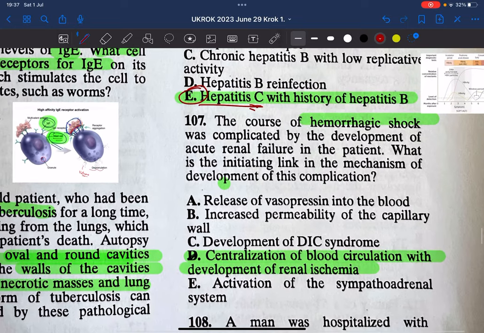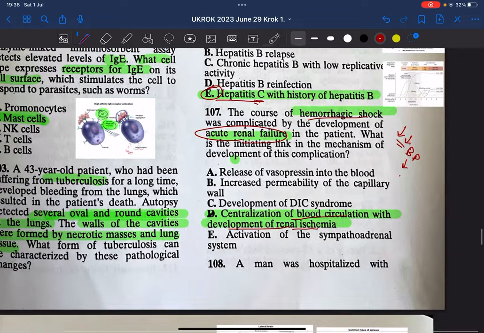Here we have hemorrhagic shock, and this leads to acute renal failure. Hemorrhagic shock will lead to an acute decrease of blood pressure, an acute decrease of blood flow to the kidney, and when there's no blood, the kidney will go into acute renal failure. So the closest answer to this mechanism is centralization of blood circulation, development of renal ischemia. They mean by that, when we have hemorrhagic shock, all the blood will go to the essential organs such as the heart and the brain, and this is called centralization. No blood will go to the kidney: renal ischemia, acute renal failure.